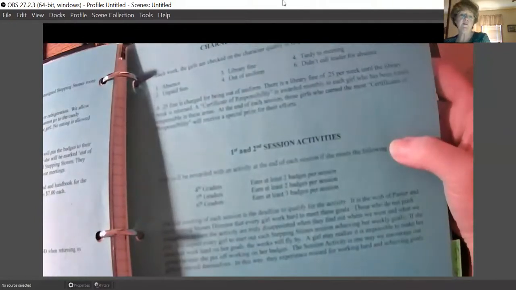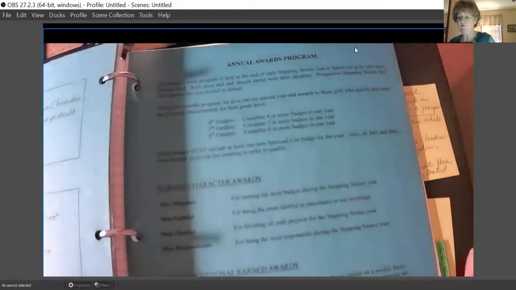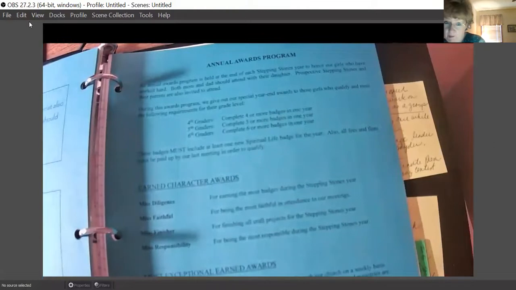There are earned activities at the end of the first and second session. Fourth and fifth graders, if they earn two badges, they've earned the activity. Sixth graders' requirements are a little harder: they have to earn three badges. And again, that's something worth working towards. The girls always have a lot of fun at those. We have a club verse and a club song. They actually will learn some sign language for that verse and that song. But at the end of the year, we have an awards program.